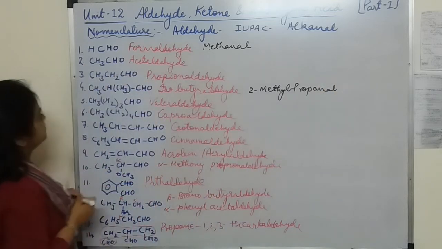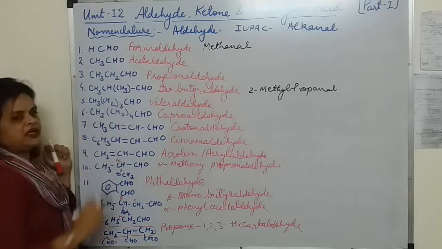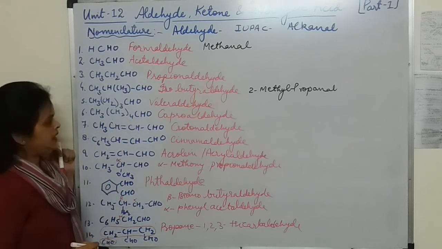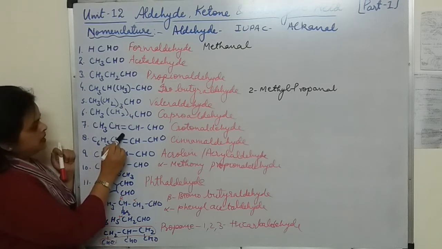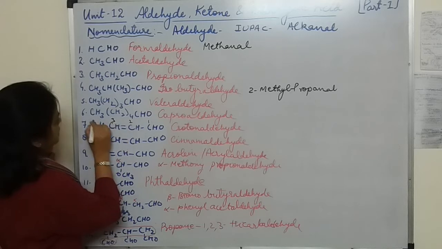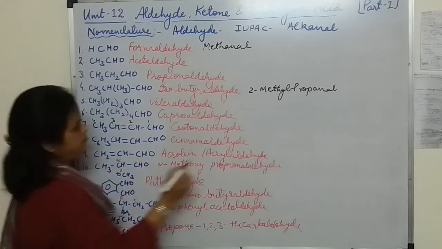Now see here, it is a linear chain. So 3, 4, 5 will be pentanal. 4, 5, 6 will be hexanal. Now let's write the name over here. Here 1, 2, 3 and 4, and the word root will be but.